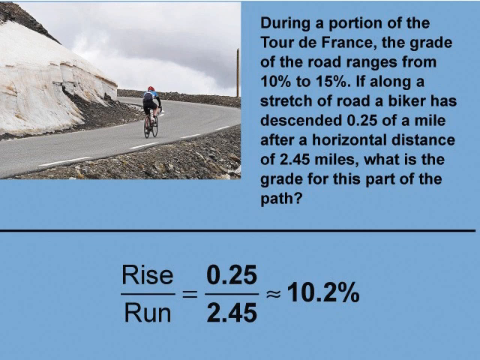These examples show that grade, when not written as a percent, would be written as a decimal. But in order for the slope to have a whole number part, we use percents instead of decimals.